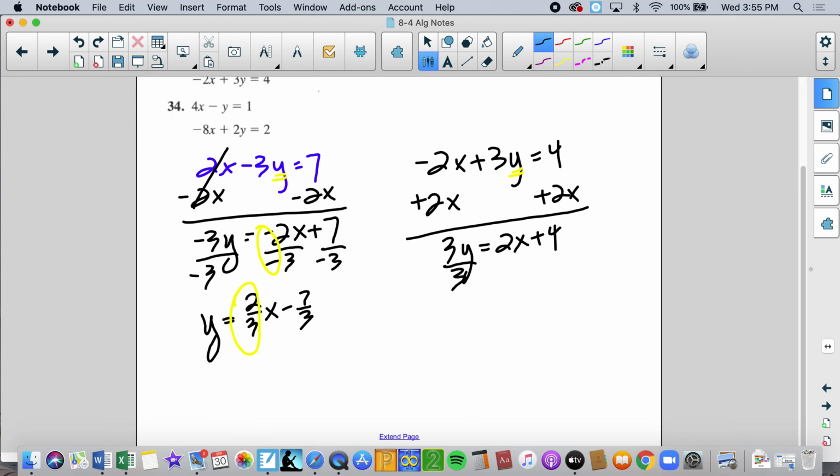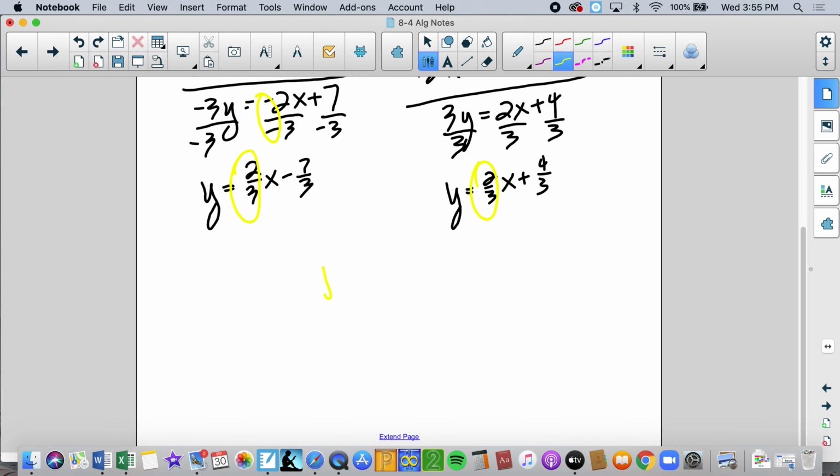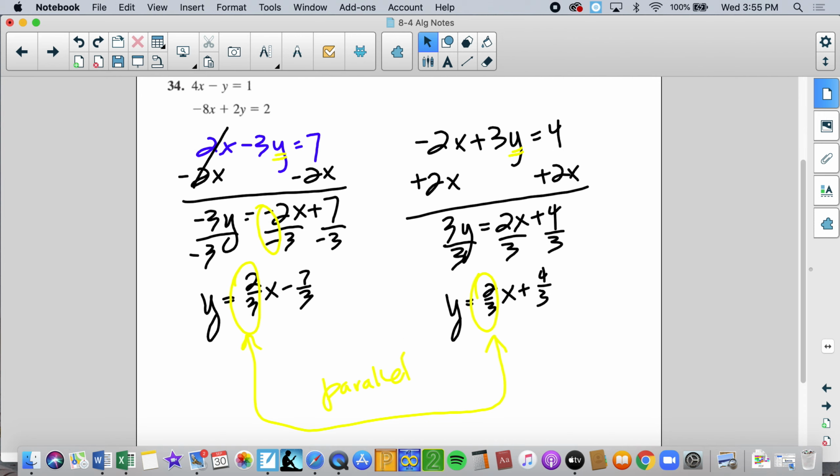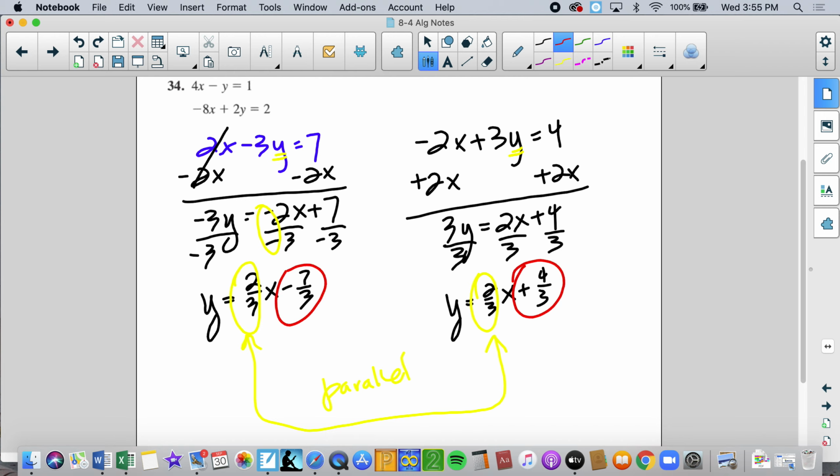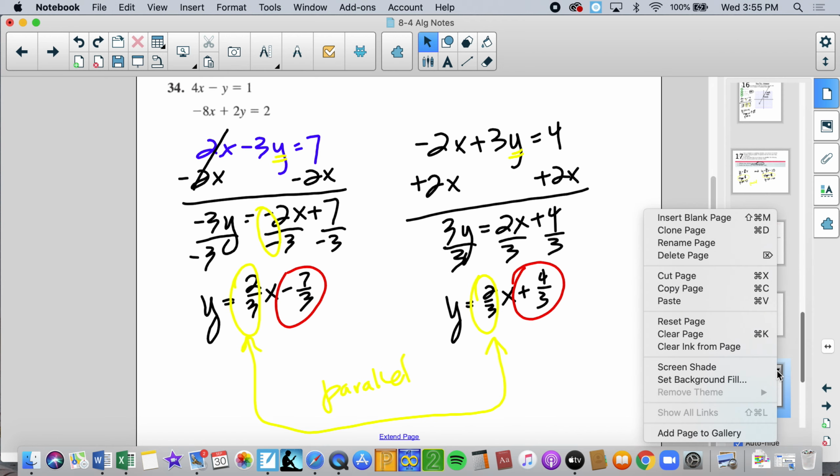We're going to divide by 3, divide by 3, divide by 3. y equals 2/3 x plus 4/3. What's the slope? The coefficient of x. So these two lines are parallel because they both have slopes of 2/3. Are they the same lines? No, because they have different intercepts. Since they have different intercepts, they are different lines, but they are parallel. They will never intersect.